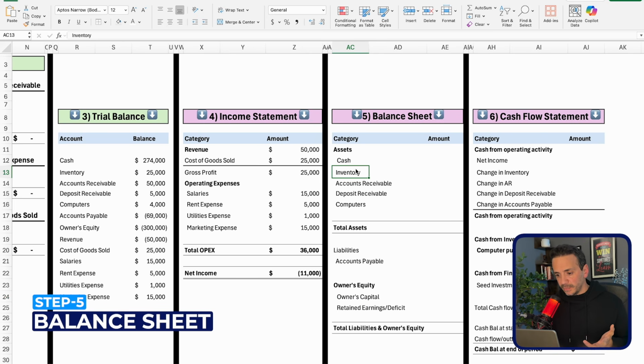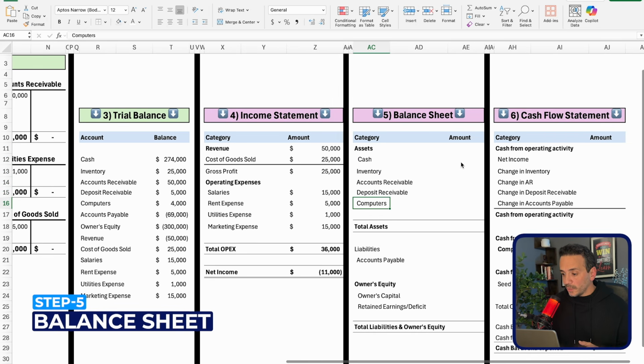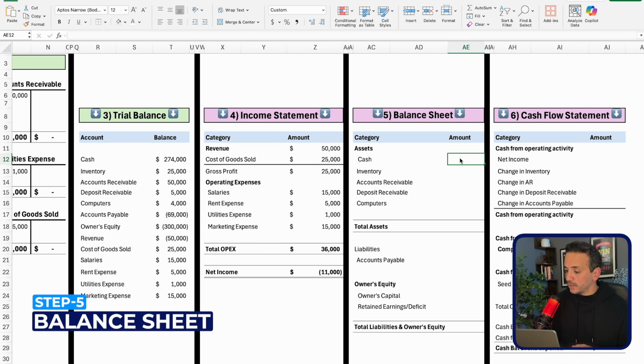So we said the balance sheet is going to be made up of assets, liabilities, and owner's equity. For assets, we have the typical accounts: cash, inventory, AR, deposit receivable, and computers. We'll go ahead and grab the ending balance for each one. So for cash, we'll say equal to, and bring in the cash balance from the trial balance. Same thing for inventory and all of the other asset accounts.